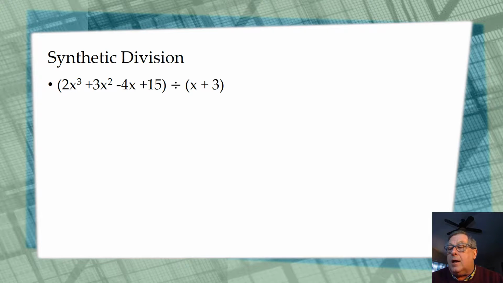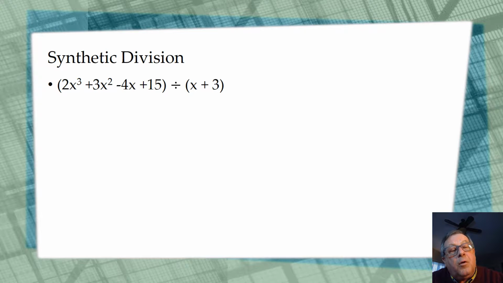There's some cases where I like long division better than synthetic division, but certainly in cases like we're getting ready to work, synthetic division works pretty well. Now, so we got 2x cubed plus 3x squared minus 4x plus 15, and we're asked to divide that by x plus 3. And so here's our setup.